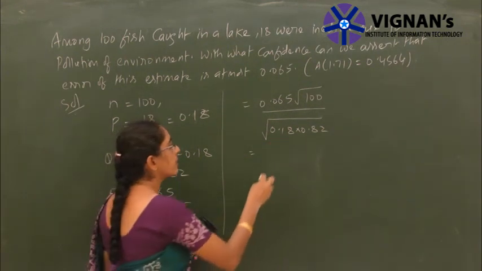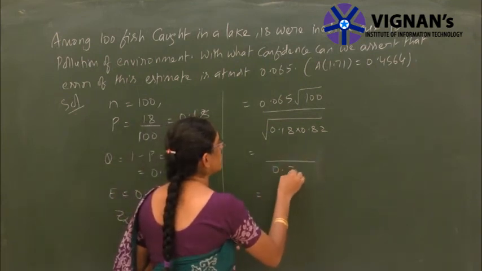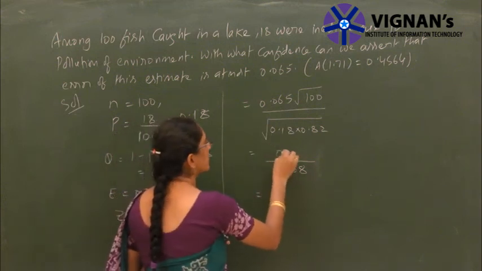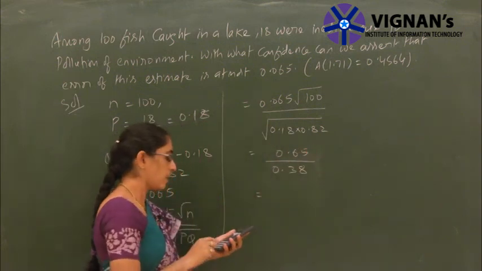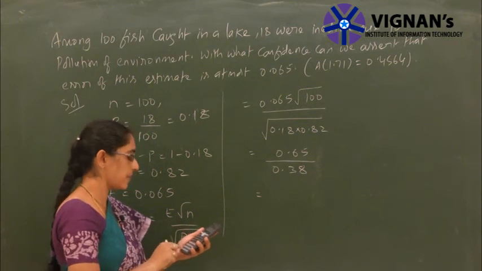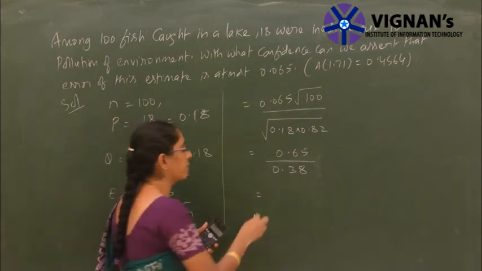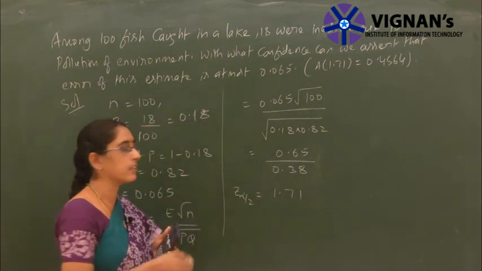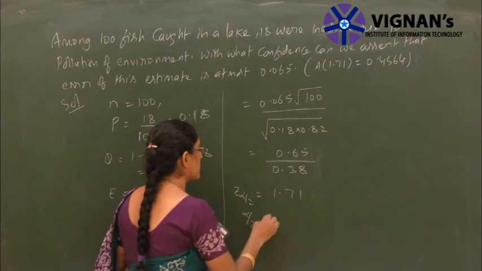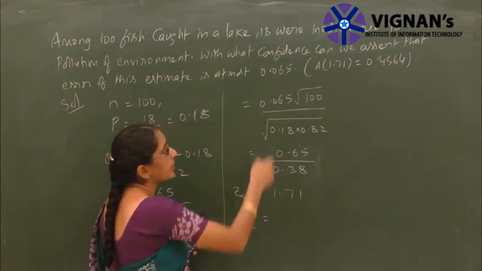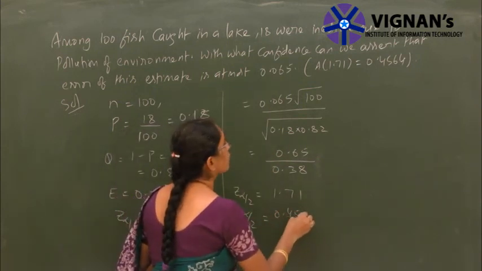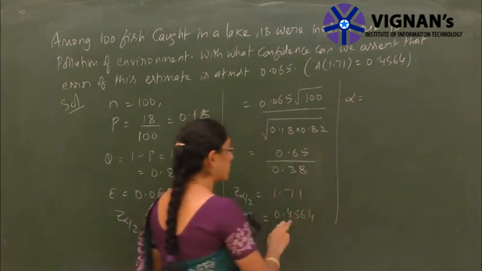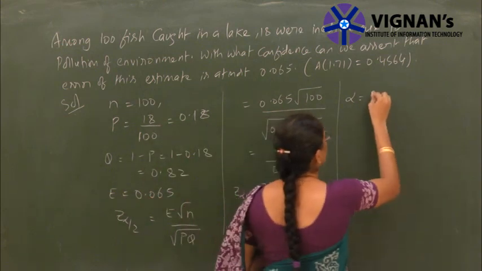So 0.18 into 0.82 is 0.38. Now 0.065 into square root of 100 is nothing but 0.65. Now simplify this: 0.65 by 0.38 is 1.71. So that means Z alpha by 2 is 1.71. Now the Z value is here. That means the ordinate of 1.71 is 0.4564. Now from this here, alpha equal to 0.4564 into 2.